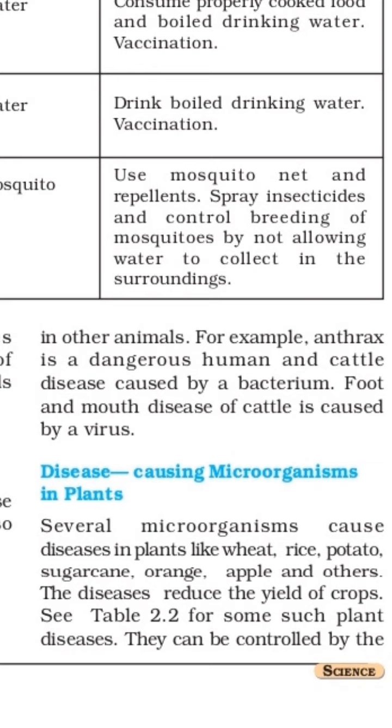It is a disease caused by a bacterium. Foot and mouth disease of cattle is caused by a virus. Now here, one example is mentioned on the upper side: anthrax is a dangerous human and cattle disease. What happens in anthrax disease? Here I will tell you.